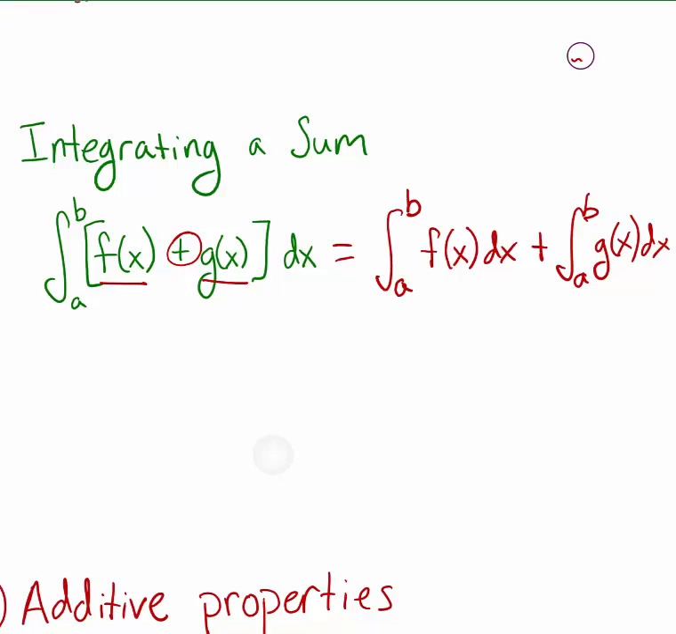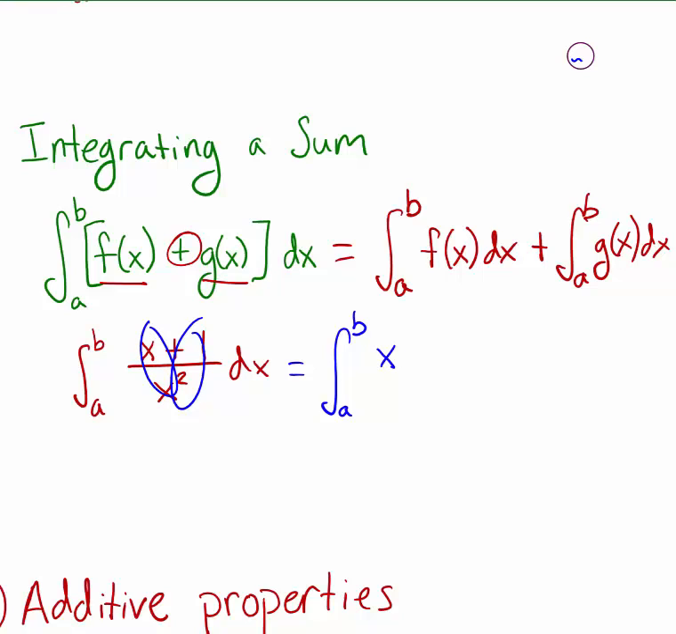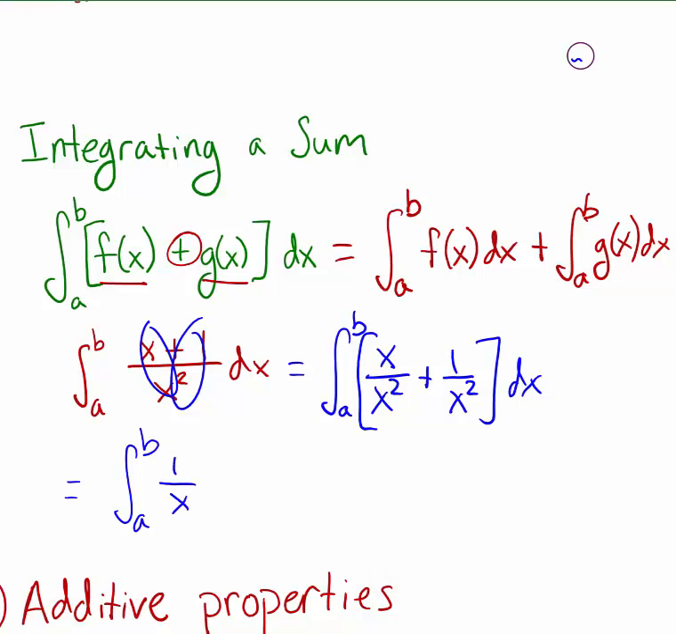And this is extremely helpful when we get something like x plus 1 over x squared dx, and then we can break this up to be the integral from a to b. So we can break that up to be x over x squared plus 1 over x squared dx, and then we could further break it up into two integrals if we want, from a to b of 1 over x dx plus the integral from a to b of 1 over x squared dx. So that's the sum one.